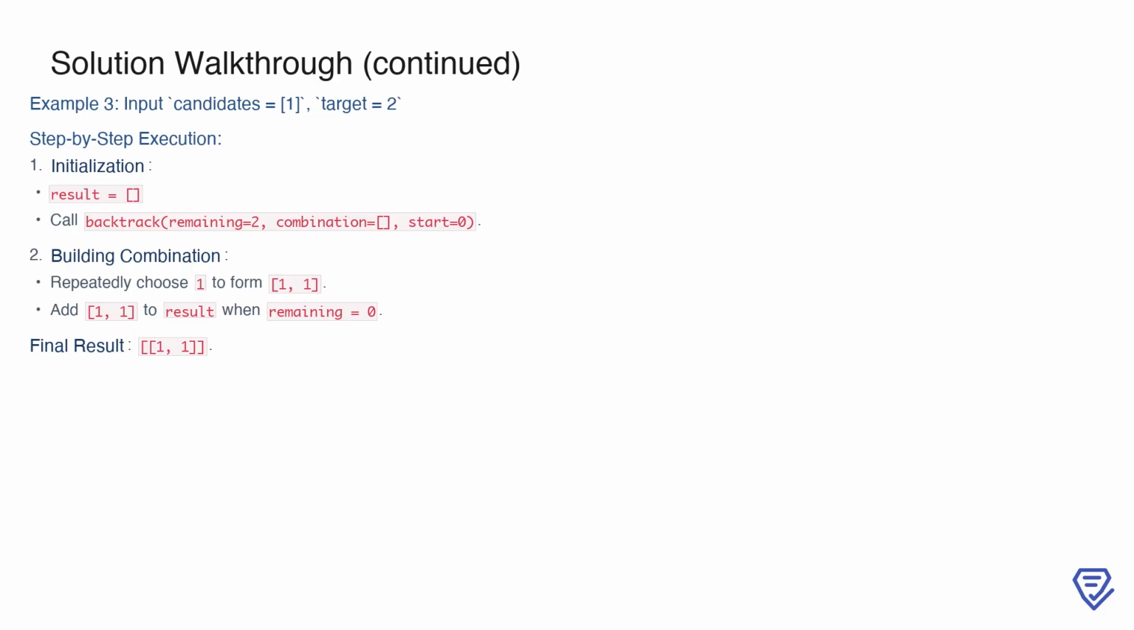This combination is added to the result list. With no other candidates to explore, the final result for this example is 1, 1. This demonstrates how the algorithm can handle inputs with limited candidates, ensuring that all valid combinations are found even in simpler cases. By following this step-by-step backtracking approach, we can systematically explore all possibilities to solve the combination sum problem efficiently.